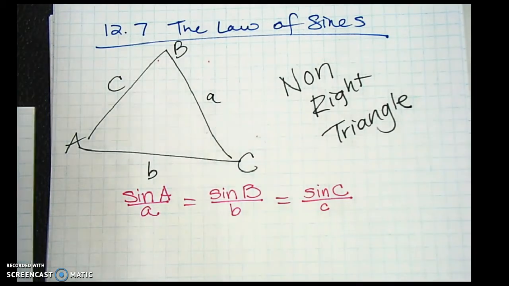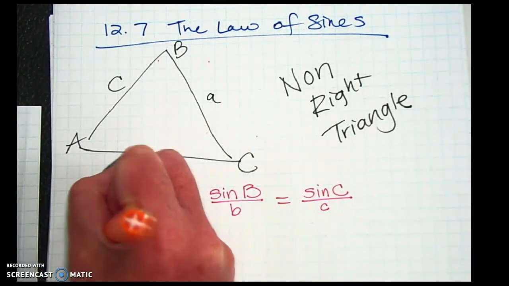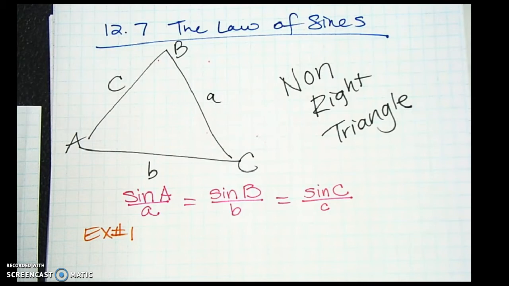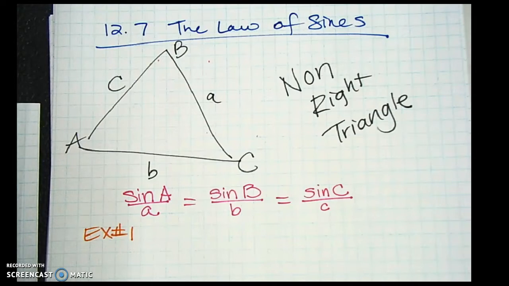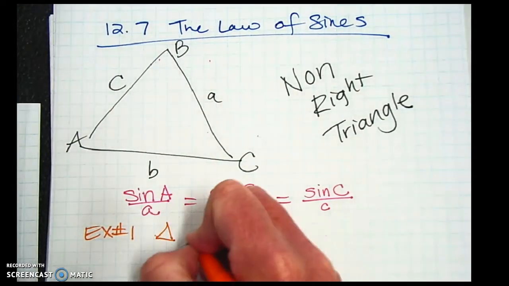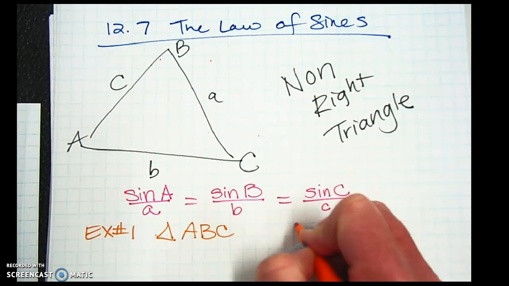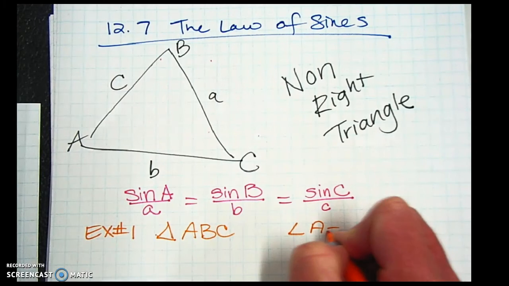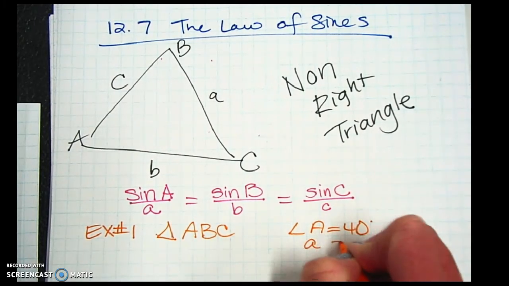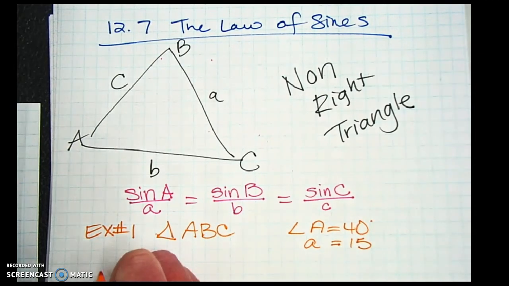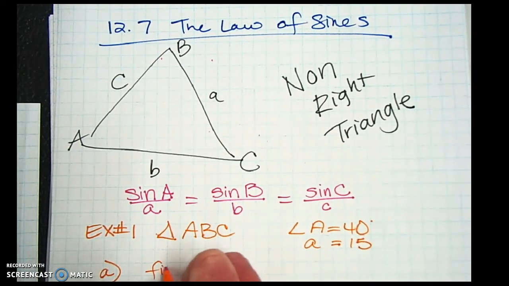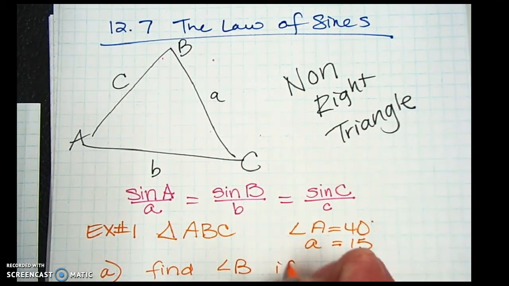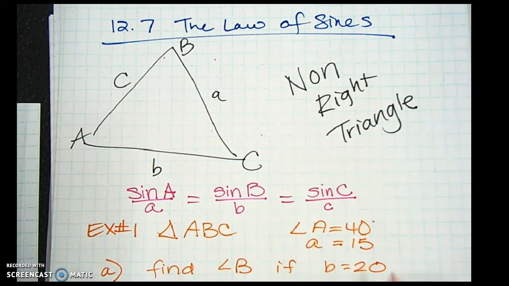Okay? So example number 1. Are they always going to give us all the necessary information? There's one of them where they give you the wrong angle, and so you have to subtract from 180 and figure the right one. But other than that, no. Okay, so example number 1, we're going to take a triangle ABC, and we're going to be given angle A is 40 degrees, side A is 15. So part A, we're going to find angle B if side B is 20.